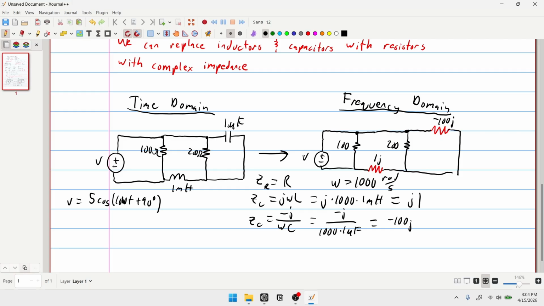And our voltage will just be the phasor. So we have 5∠90, because we have here 5 and 90.